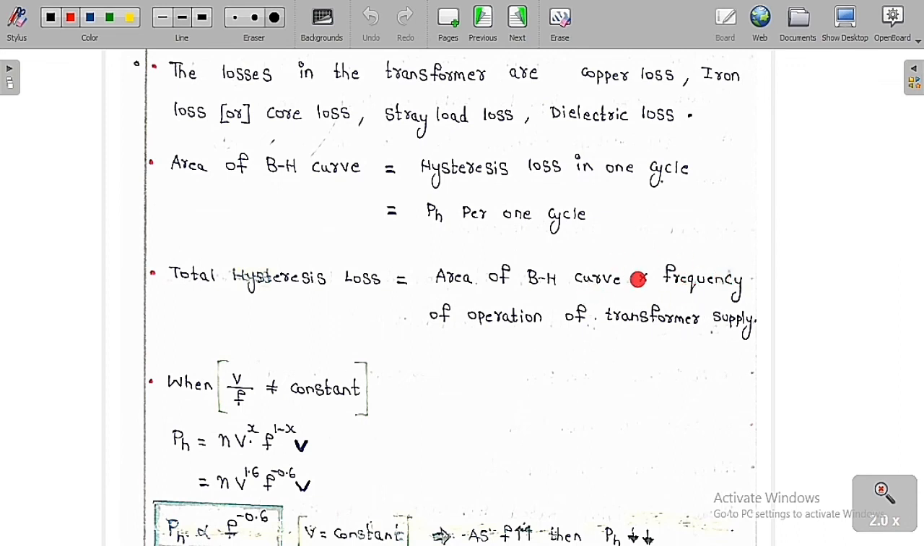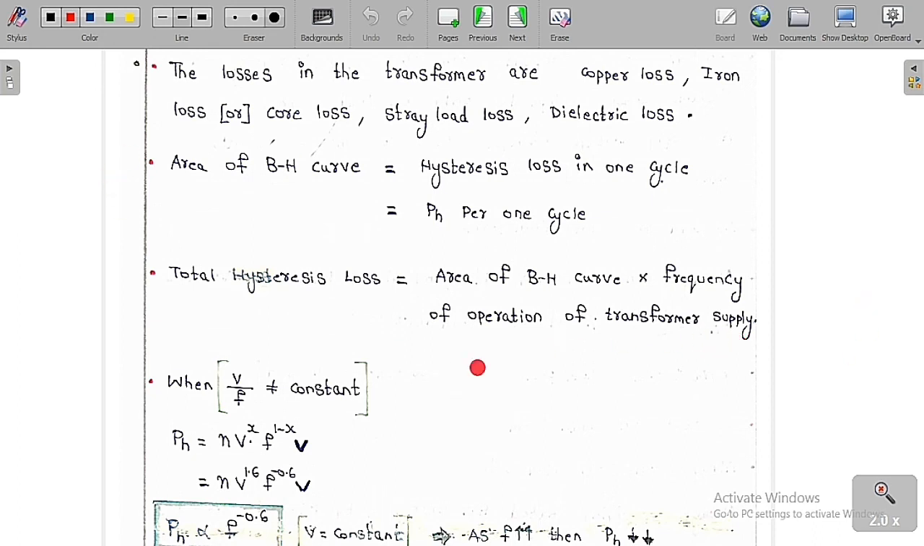You have to multiply these two things, because the area of the BH curve tells you only about 1 cycle. In a frequency, there are f number of cycles in 1 second. So you multiply by frequency, and then you get the total hysteresis loss in 1 second, which is the area of the BH curve times the frequency of the transformer supply.